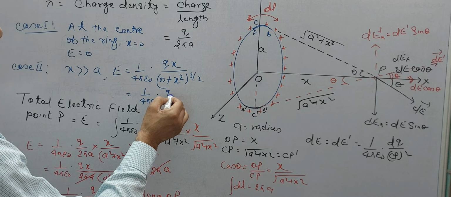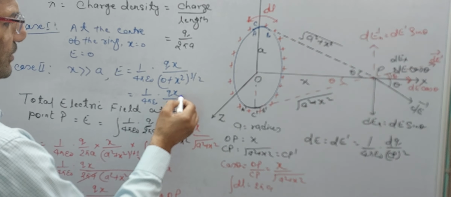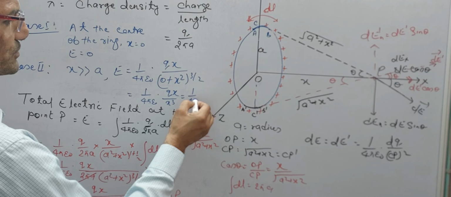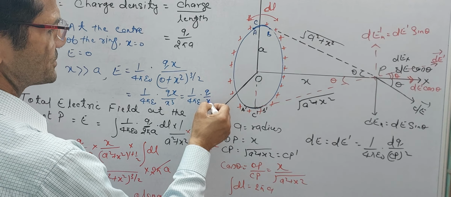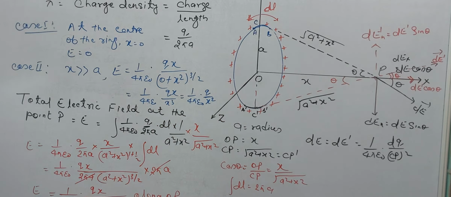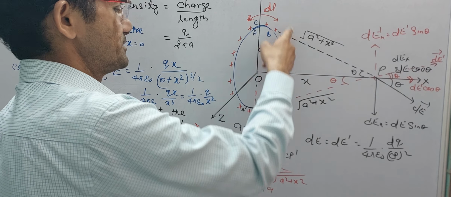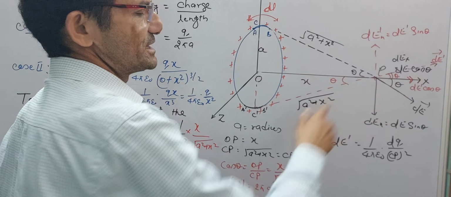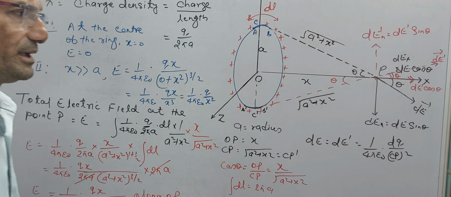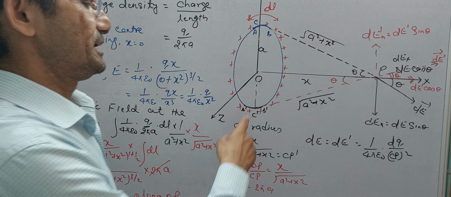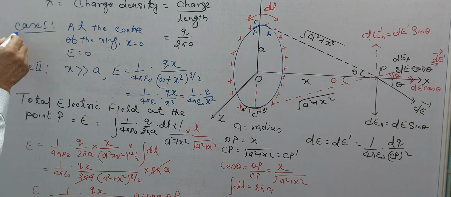Now if you simplify this, the value comes out 1 upon 4 pi epsilon naught, q upon x cube times x. This is the final answer: 1 upon 4 pi epsilon naught q divided by x square. This is like a point charge placed at the center. If x is far from this circular path, then this circular loop behaves like a point charge, and that point charge resides at the point O. So these are the two cases.